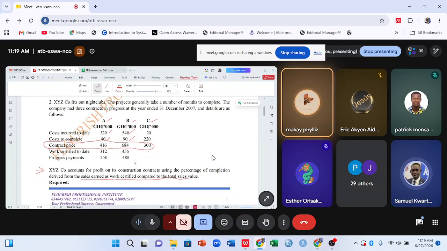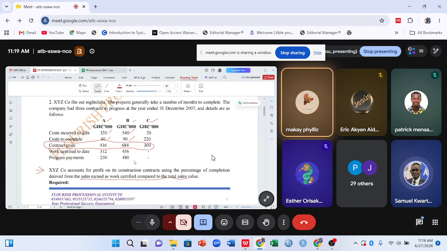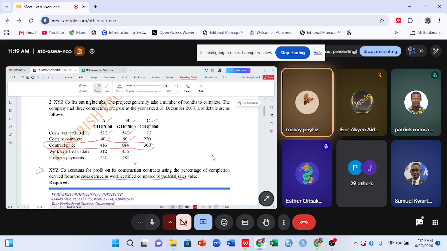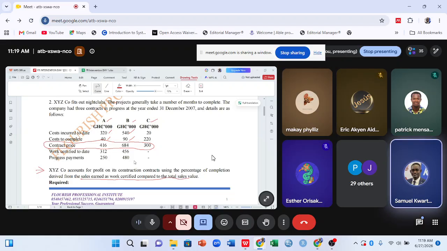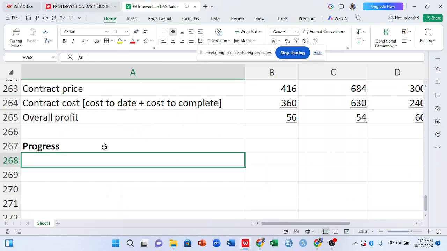It's a percentage of completion derived from, you didn't finish reading. You just ended there. Derived from what? Sales earned as work certified compared to total sales. Which one do we bring, work certified? That's the output approach. So this question, I'm going to use the output approach. So using the output approach, first bring a formula.